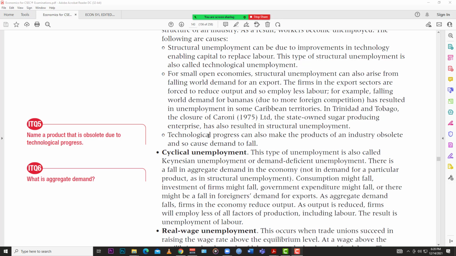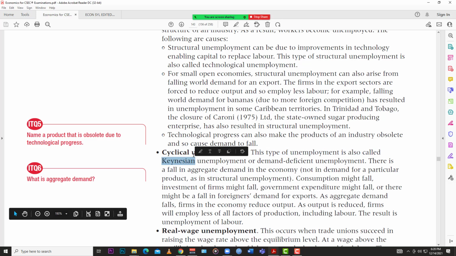This type of unemployment is also called Keynesian unemployment or demand deficient unemployment. Keynesian here refers to the economist John Maynard Keynes. He is basically considered the father of modern economics. Most of the things that we are studying today came about from John Maynard Keynes, right? The demand curve, supply curve, all those things, that was Keynesian economics. So just FYI. There is a fall in aggregate demand in the economy.